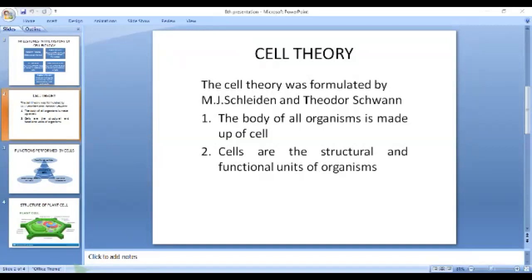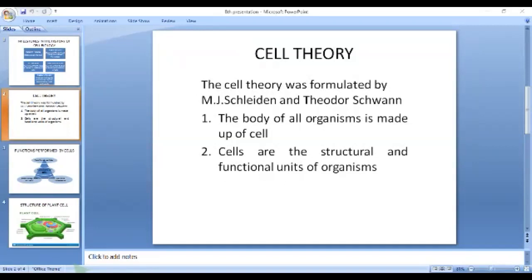The cell theory was formulated by M. J. Schleiden and Theodore Schwann, who combined their findings to form the cell theory. The two main points under the cell theory are: the body of all organisms is made up of cells, and cells are the structural and functional units of organisms. The cells are doing so many functions in our body. This is the cell theory.